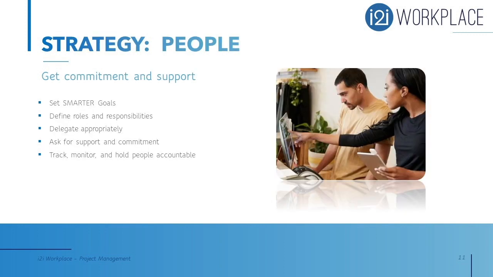In terms of your people resources, you want to make sure you're getting commitment and support by setting your SMARTER goals, defining roles and responsibilities, delegating appropriately, asking for support and commitment, and tracking and monitoring progress to hold people accountable. People are resources that can help or hurt your project. Managing the people side of a project is essential. The problem is these people may not report to you, so you may not have much authority with them. But you'll have to use your good skills in motivating, leading, delegating, communicating, monitoring, and providing feedback.